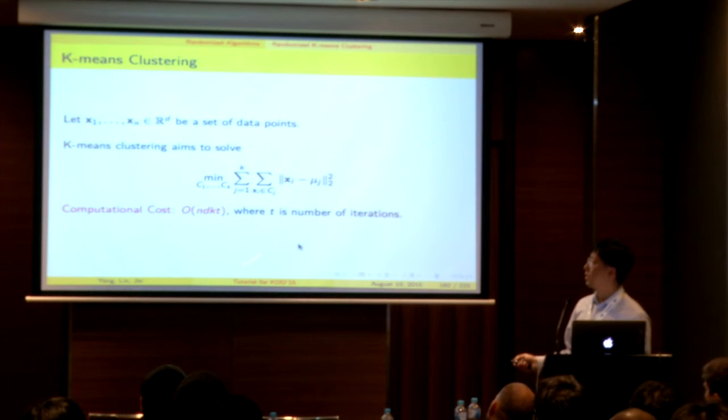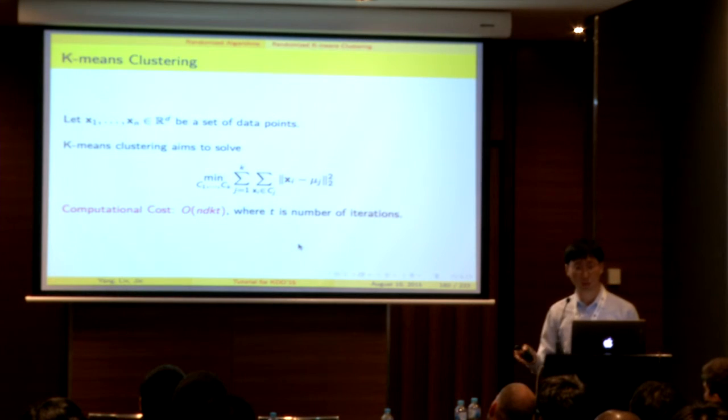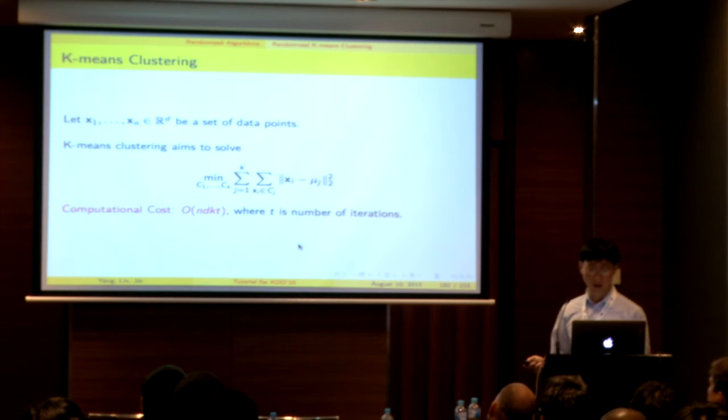The computational cost of standard k-means is n times d times k times t. K is the number of clusters we want to find, and t is the total number of iterations for the k-means. So this is linear in n times d. We want to further reduce this by using randomized algorithms.